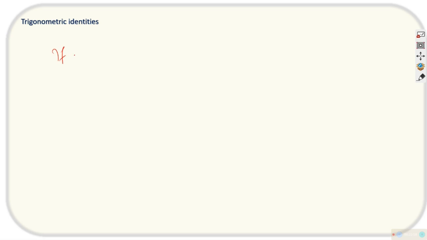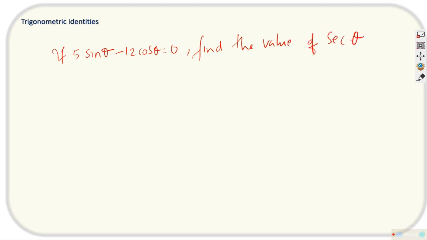If 5 sin theta minus 12 cos theta is equal to 0, find the value of sec theta and cosec theta. ऐसा भी क्वेश्चन आएगा. दिया है साइन थीटा, कॉस थीटा, सेक थीटा और कोसेक थीटा पूछा है.